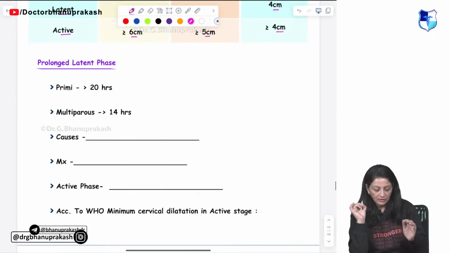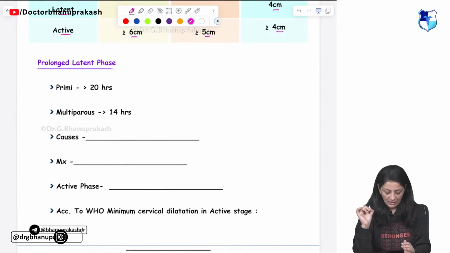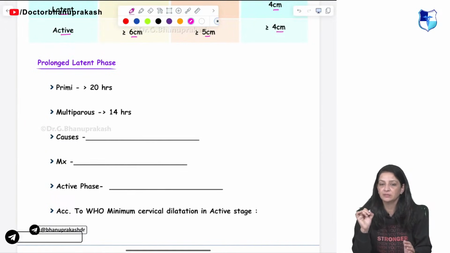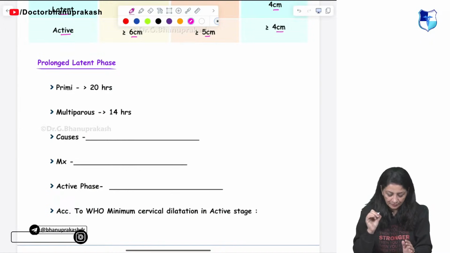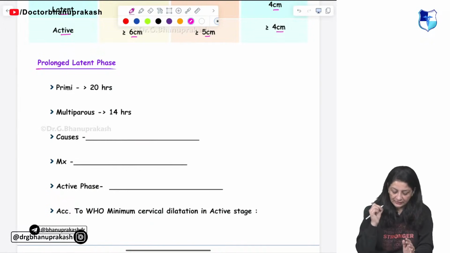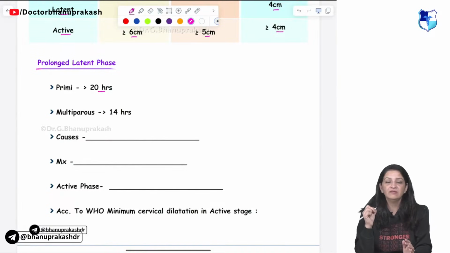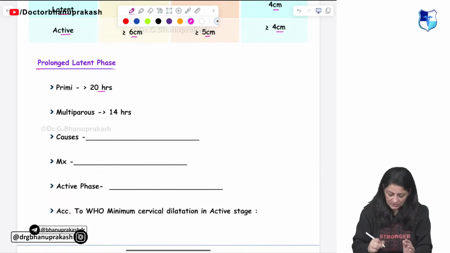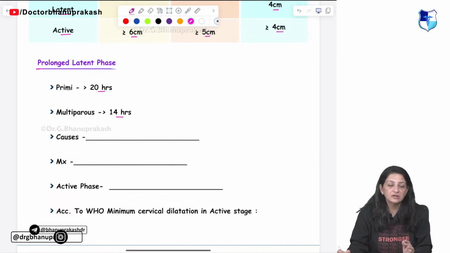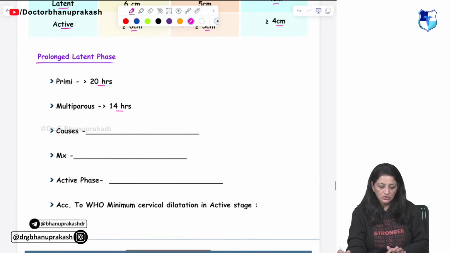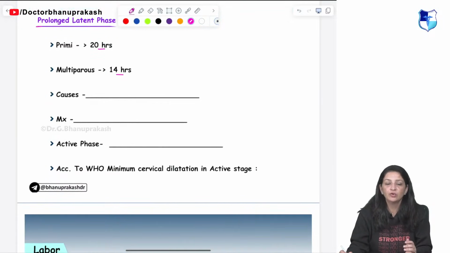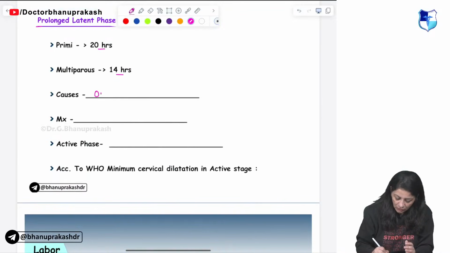Now I will be discussing abnormal labor. Prolonged latent phase means, if primigravida, it is more than 20 hours, and in multigravida, more than 14 hours. This is called prolonged latent phase. So what are the causes of prolonged latent phase? Occipitoposterior position of the fetal head.